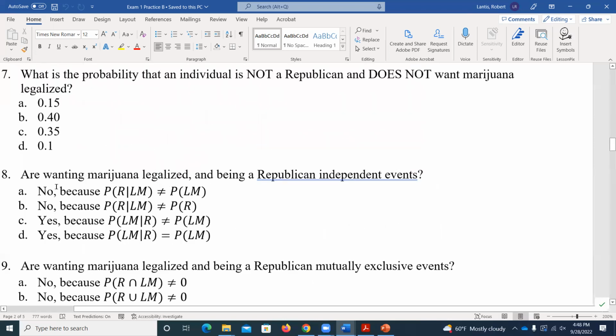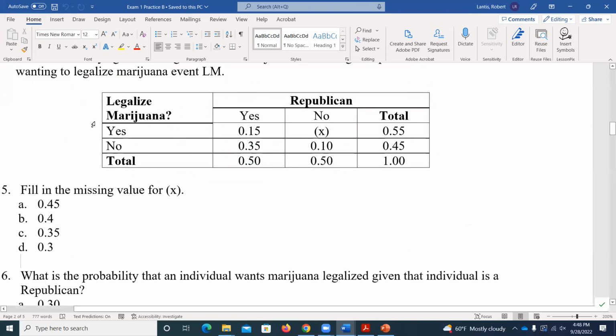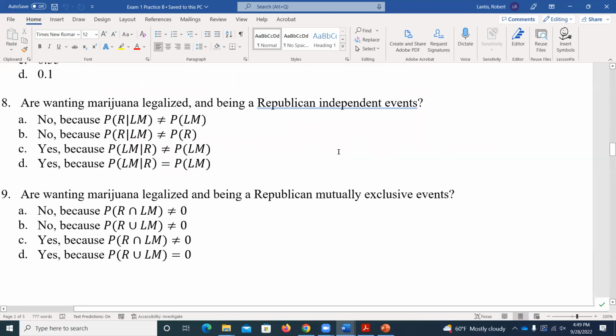So we scroll up. The probability they want marijuana legalized would be 0.55. All right. So if we come back down here, plug in 0.55. You can see that they're not equal to each other. So we would say that we do not have... I guess I shouldn't have put 0.55 in here. Sorry, jumped the gun. So if that equality doesn't hold, we would say no, they're not independent.